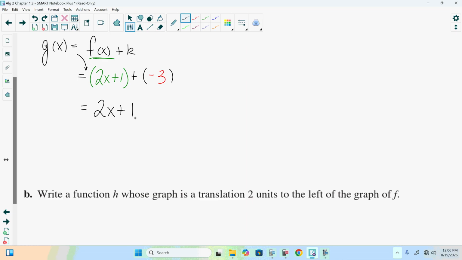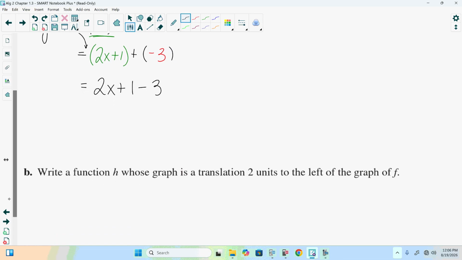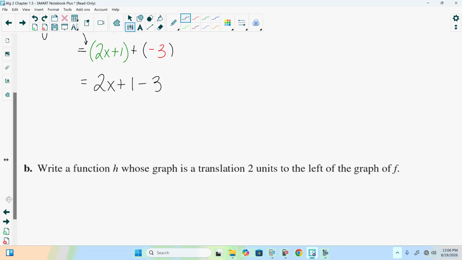Now, the next part, we can write plus negative 3, but we don't normally write plus negative. We just write minus 3, because plus negative 3 is the same as just saying minus 3. We'll just write minus 3. Now, we can say we're done. This is the final equation as long as there are no like terms.